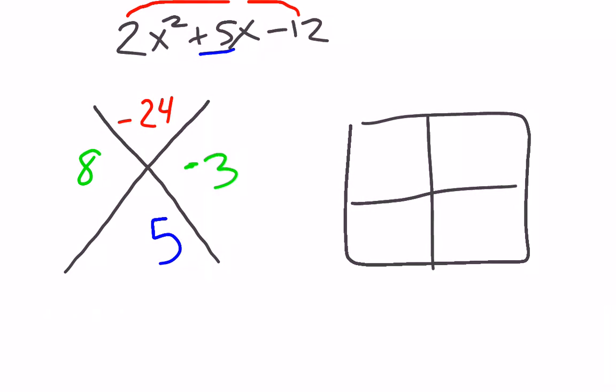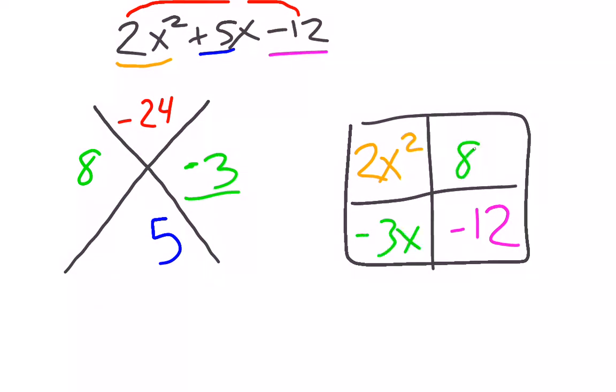I need to fill in the box. First term, first box. Last term, last box. And my stuff for my x goes on the diagonal. Factor out GCF. X, 4, 2x, 3. Check your signs. That's a positive 8. So this is a positive 4. And this negative 3 means this is a negative 3.